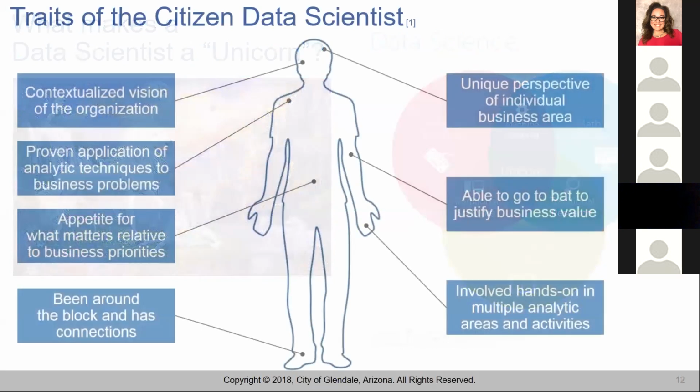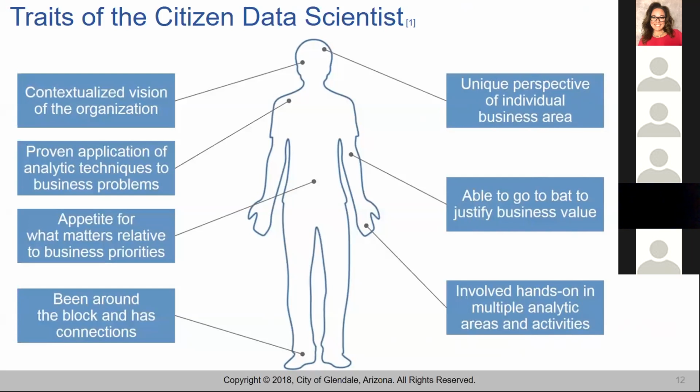Now let's talk a little bit about the traits of the citizen data scientist. We kind of talked about this a couple minutes ago. They have a contextualized vision of the organization. They understand what's happening in the organization. They have proven application of analytic techniques to business problems. They understand how to address and solve business problems. They have an appetite related to business priorities. They know what the business needs done, what their pain points are, and things they want to do. They've been around the block and have connections. They have a unique perspective, being part of the business.